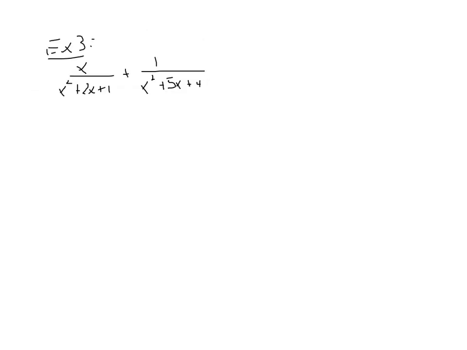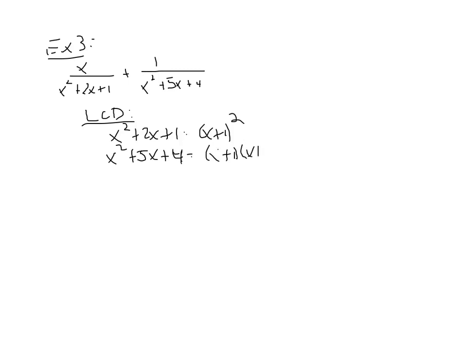All right, algebra scholars, in this third and final example, we have to do some work to find the LCD. x squared plus 2x plus 1 factors into x plus 1 times x plus 1, or better yet, x plus 1 squared. The second trinomial factors into x plus 1 times x plus 4. So for our least common denominator, we need an x plus 1 squared and we need an x plus 4.